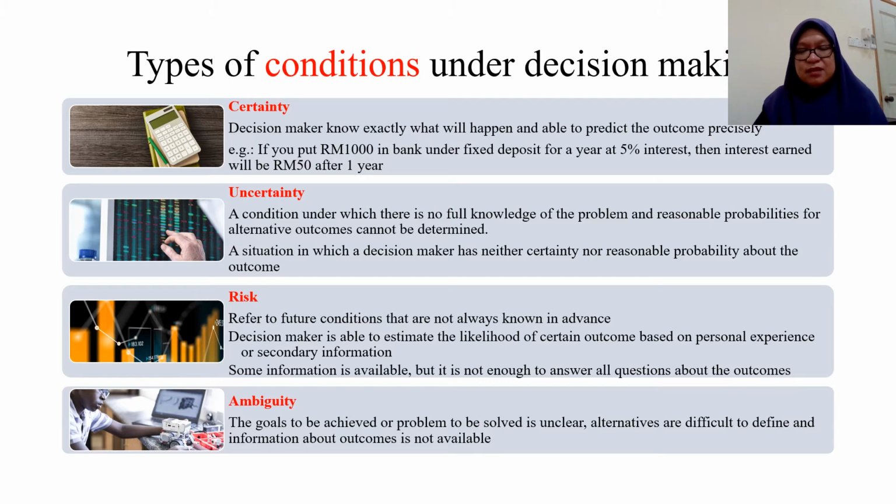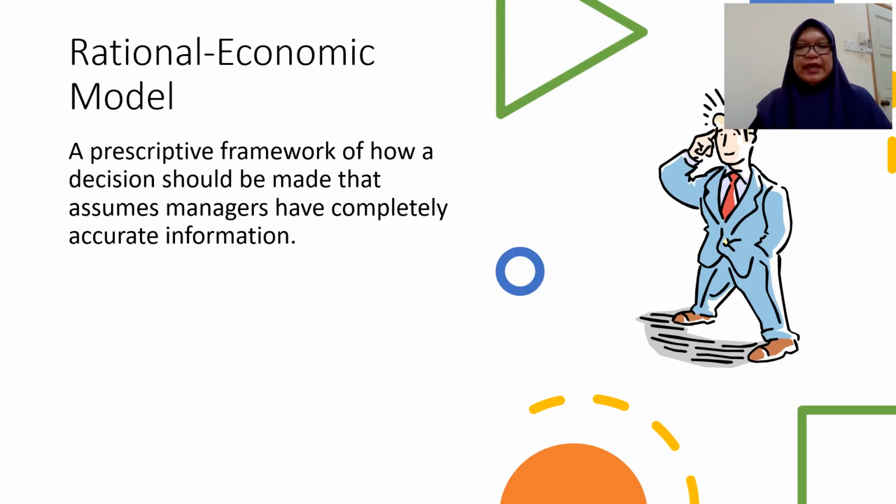Alternative is the solution. Okay? You didn't know the choices. Okay? And the information about outcomes is not available, and you didn't know, if you do it according to this one, what is going to happen. Okay, so the basic thing is you don't understand the situation. Okay, so these are the four conditions under decision making that the managers face when they are making the decision.